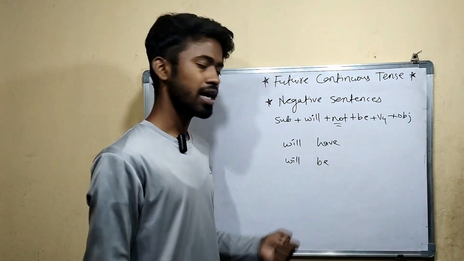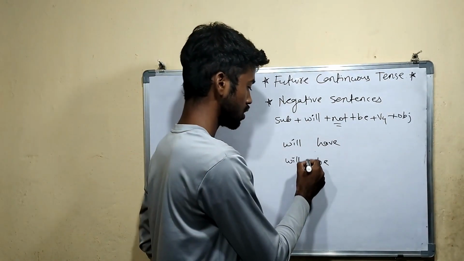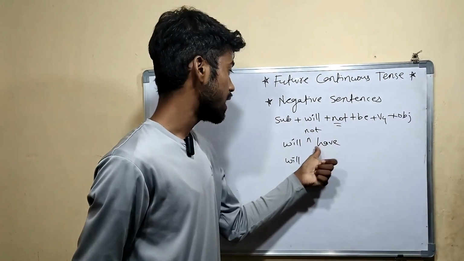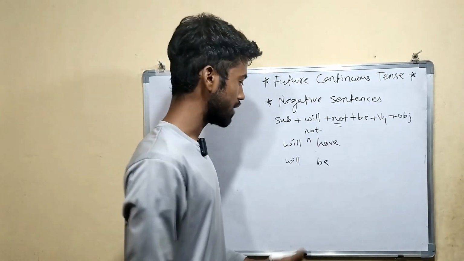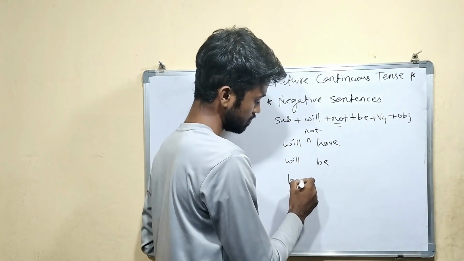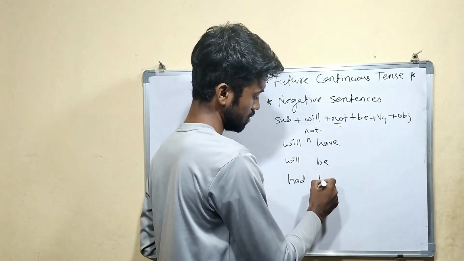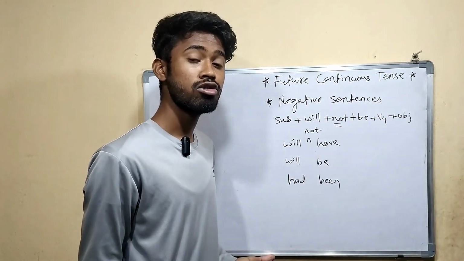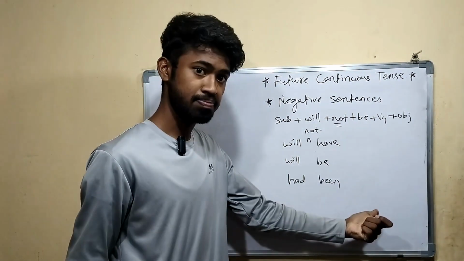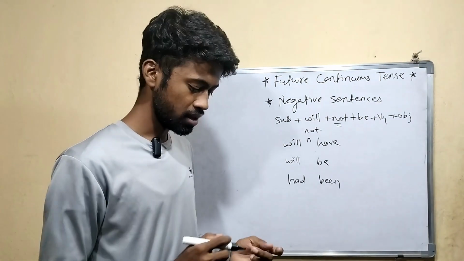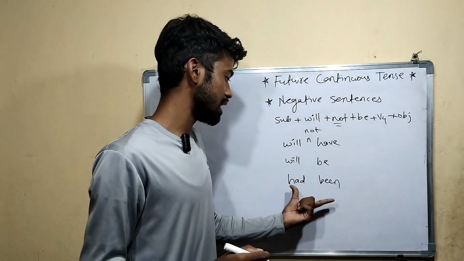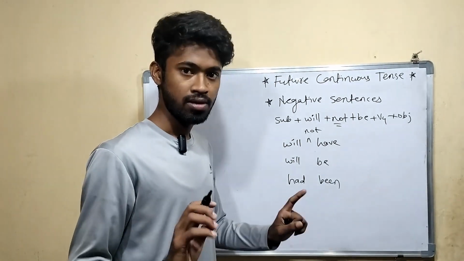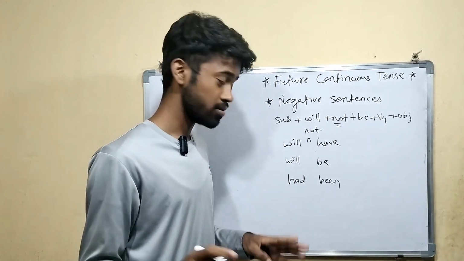Whenever we form negative sentences for this, we use not in between. Not here, not after this. In between only we use it: have been, has been, had been. So here, in between, we have to use not, not after this been. A lot of people make this mistake because they think that these two words are one only, and after that we have to use not.